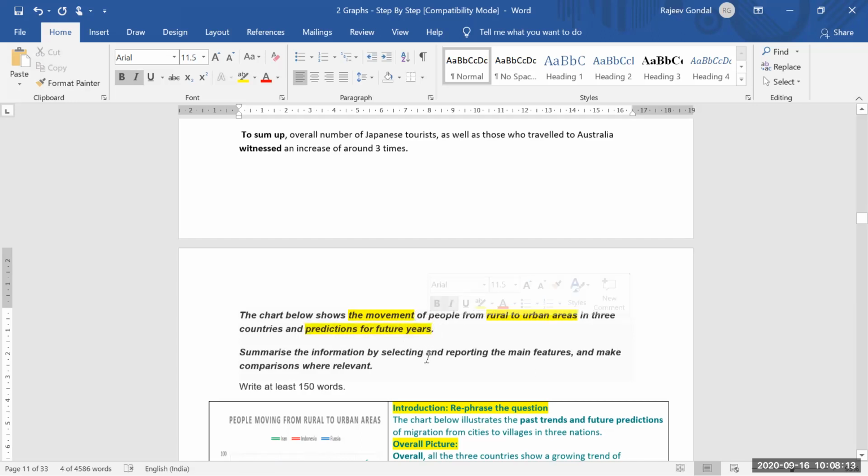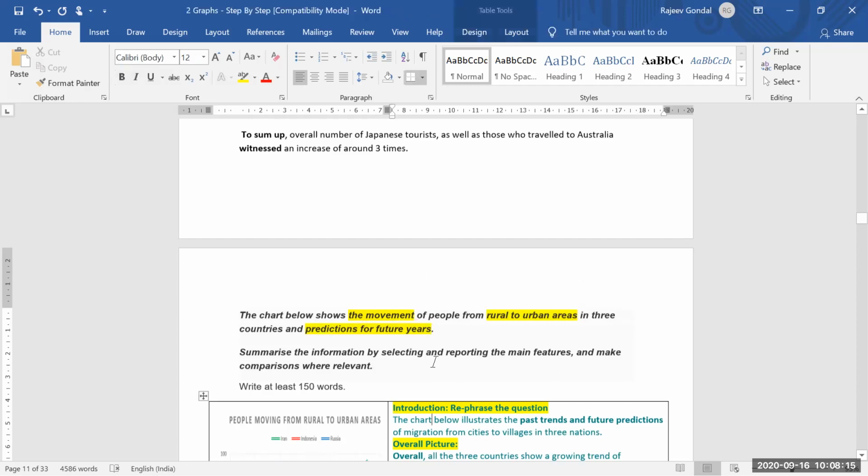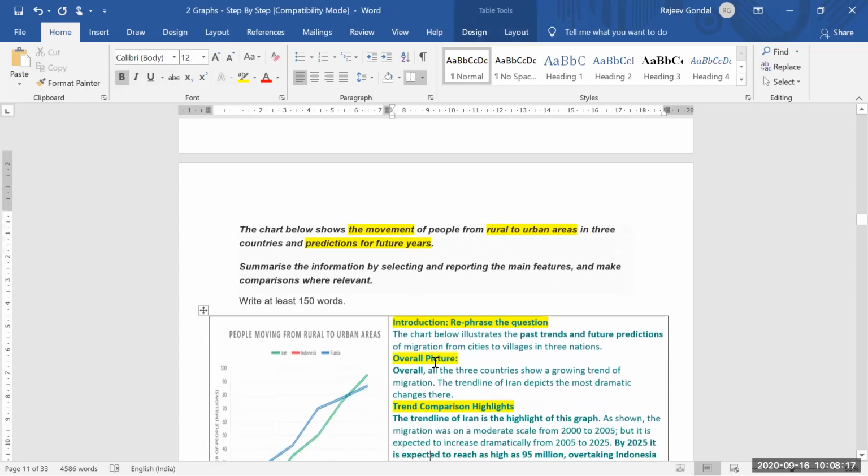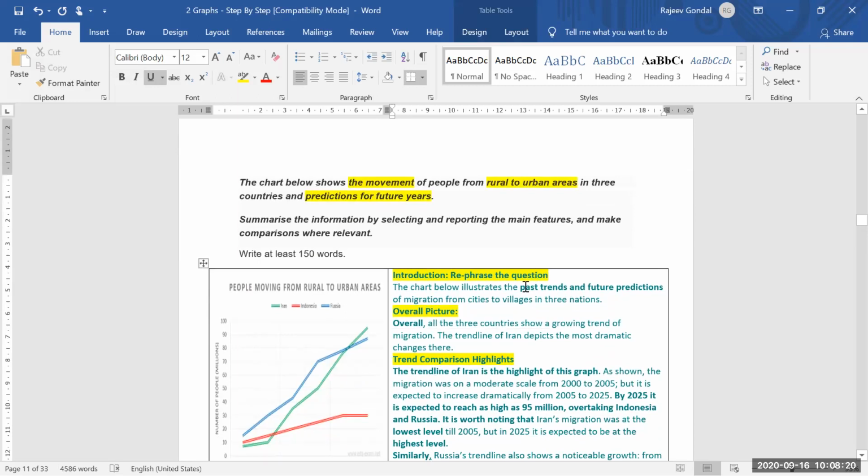So we can use those kind of words to frame our sentence as shown here. The chart below illustrates the past trends and future predictions of migration from cities to villages. Rather than saying urban and rural, we are using a different word, cities to villages, in three nations. So instead of saying three countries, we said three nations, which is the right paraphrase of the question. Overall, all the three. Now, see, the first thing is you are supposed to give an introduction.